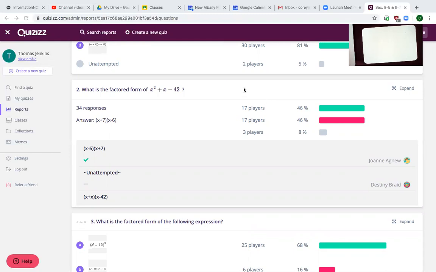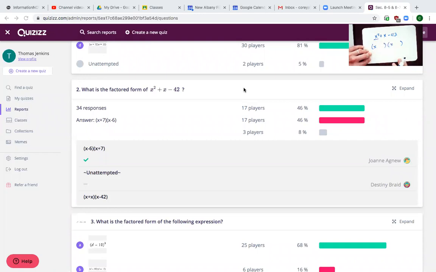It says, what is the factored form of x squared plus x minus 42? Okay, so one thing you might start with is that my answer is going to be in the form x plus or minus something times x plus or minus something. I know that because x times x gives me x squared. So that's the easy part.